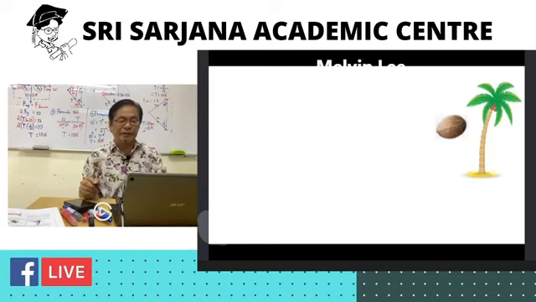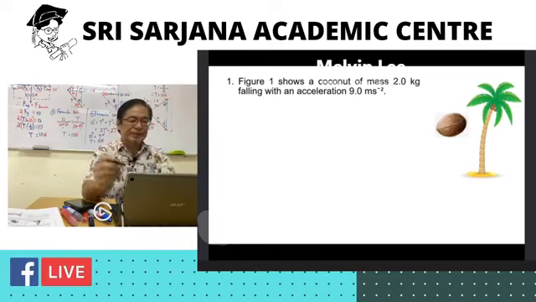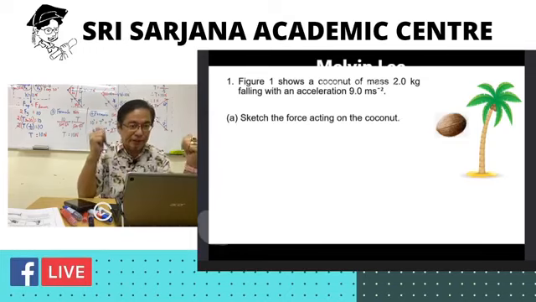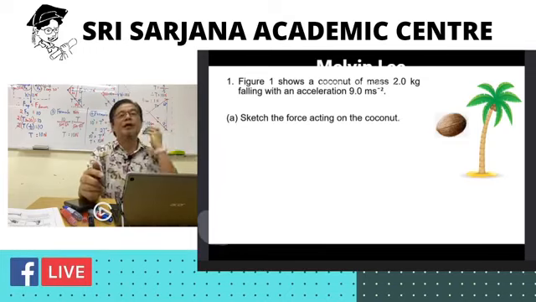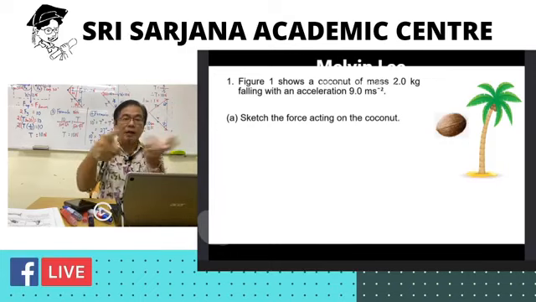These are the basic ones, huh? We have approximately maybe 10 slides. These are the basic ones. Number 1, a coconut falling down, acceleration is 9 meters per second squared. Tengok soalan dia. Alright, kita tengok soalan. Everybody ready? Sketch the forces acting. Okay, any object, if you let it fall down, it has 2 forces. One going down, weight atau berat.